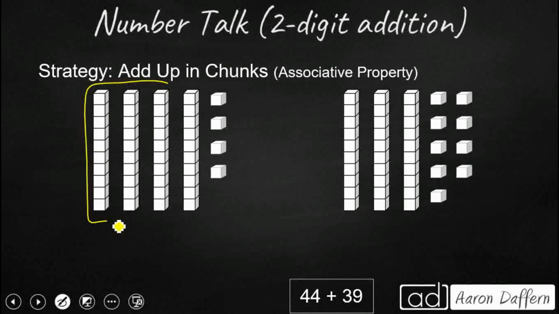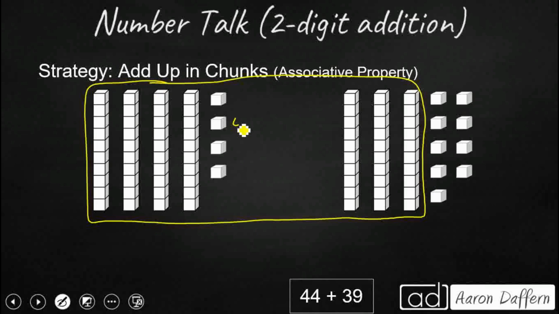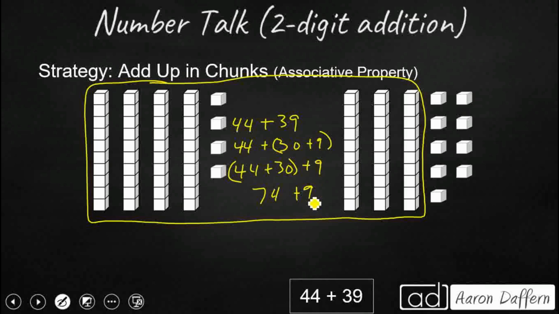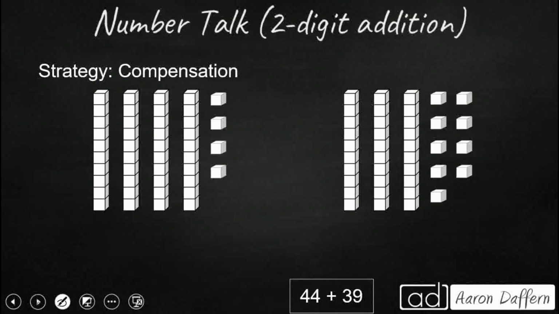We could also add up in chunks. This is using the associative property. It's very similar to the place value strategy, except it keeps the first addend intact. So we've got our 44, and we've got our 39. And we're going to keep the 44 intact. We're going to split up our 39 in place value, 30 and 9, like we did in our last strategy. And then we're simply going to use our associative property to shift those parentheses because I want to grab the 30 and the 44 first. So that's going to be 74. And then we've got the 9 left over. We are going to have to regroup a little bit here, but we can do that. And it's going to get us back up to our 83.